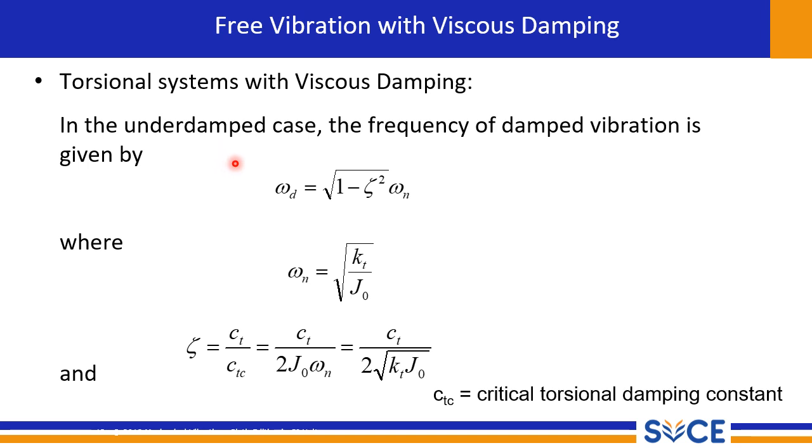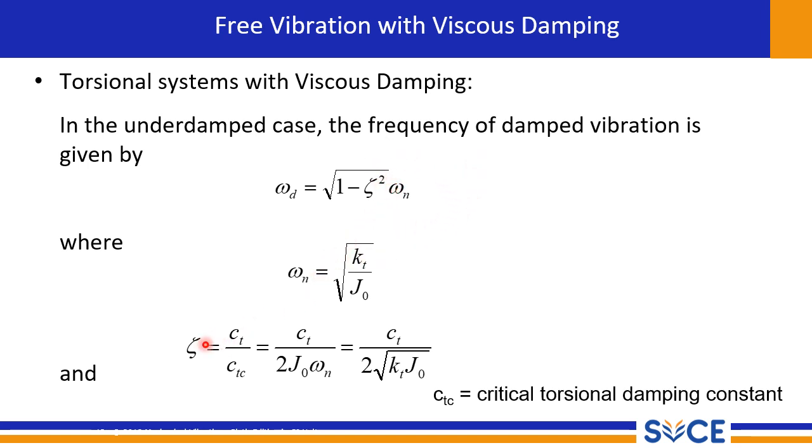We have established the equation of motion for a torsionally damped system. Now let's explore the behavior of such a system in the underdamped case, which is characterized by oscillations that gradually decrease in amplitude over a period of time. In the underdamped scenario, the frequency of damped vibration, denoted as omega suffix d, is given as root of 1 minus psi square into the natural frequency. This equation shows that the damped frequency is related to the undamped natural frequency.